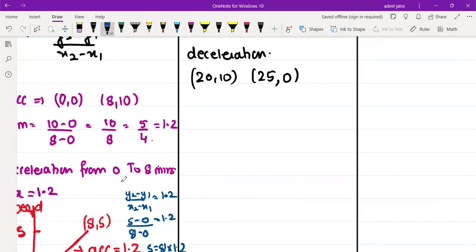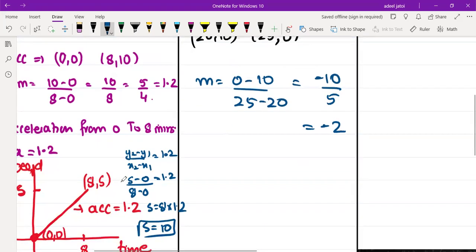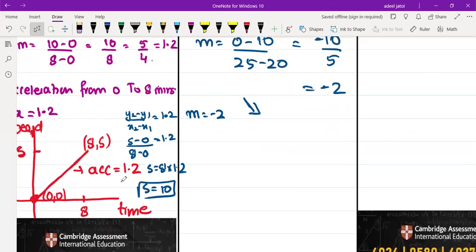So at that point, if I calculate the gradient, 0 minus 10 over 25 minus 20, which means minus 10 upon 5, this is minus 2. So that means the gradient is minus 2. It shows that obviously there is a decline. If the gradient is positive, it means there is an incline. If the gradient is negative, it is a decline. That is for sure.